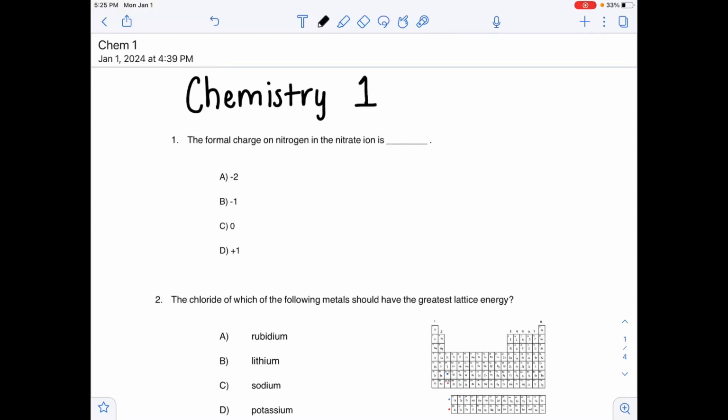This is Chemistry 1 Lightning Round Part 1. For the first question, it asks: the formal charge on nitrogen in the nitrate ion is blank.